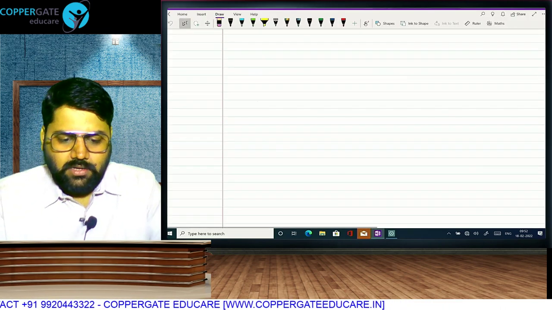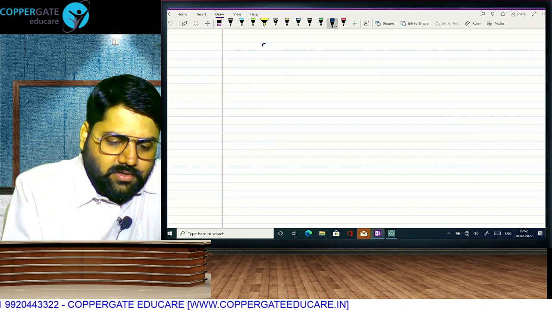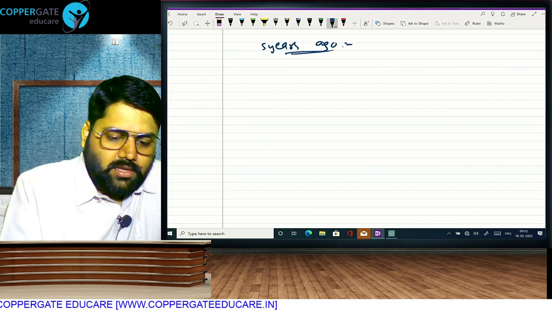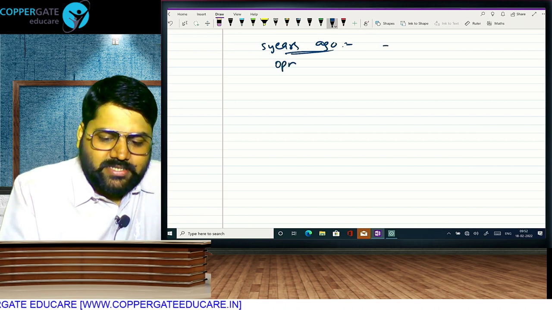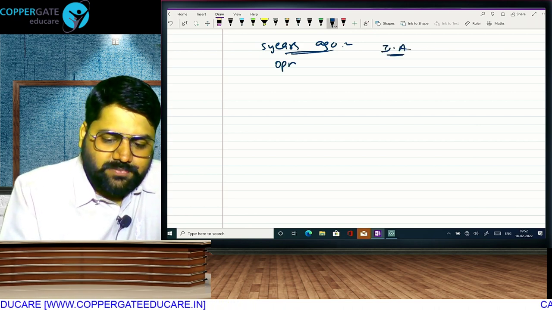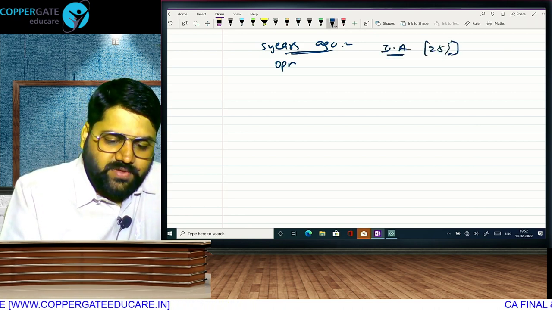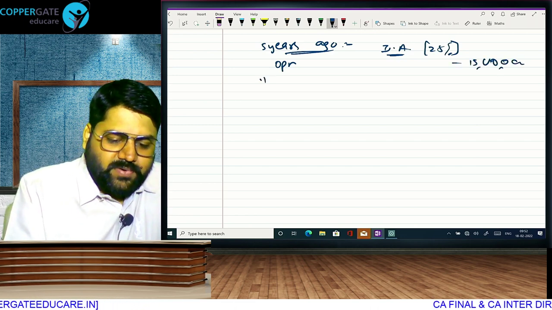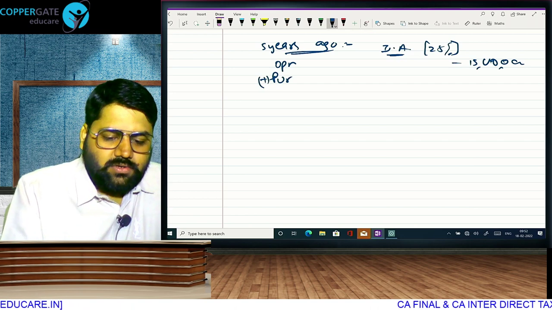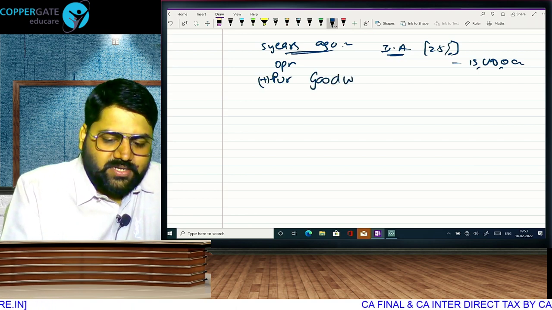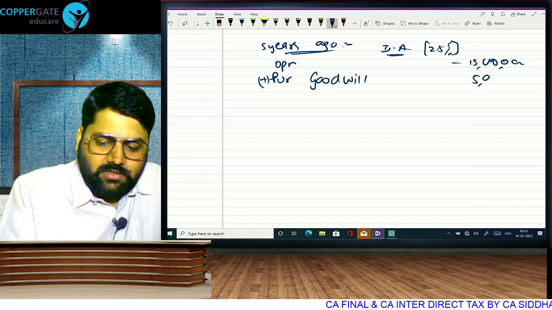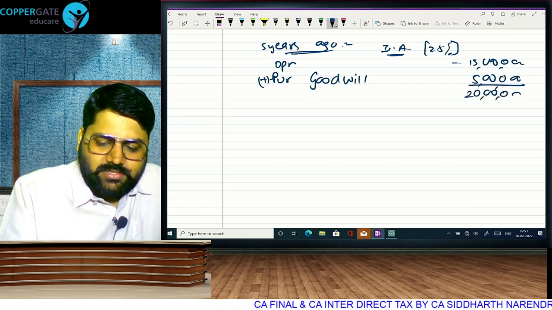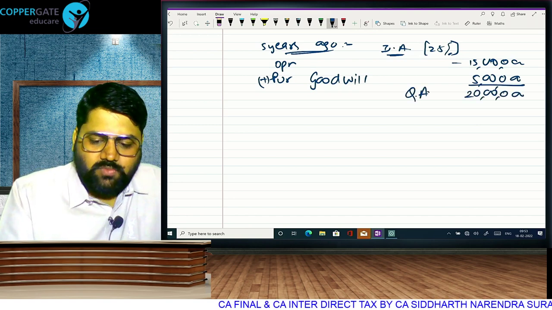Supposing, 5 years ago, we had opening WDV of the intangible asset block, 25% block. We had opening WDV 15 lakh rupees. This year we purchased goodwill. 5 years ago, goodwill was eligible for depreciation. The rule is changing from this year. So 5 lakh rupees. Assume there are no sales, so 20 lakh rupees will become your qualifying amount, assume more than 180 days.